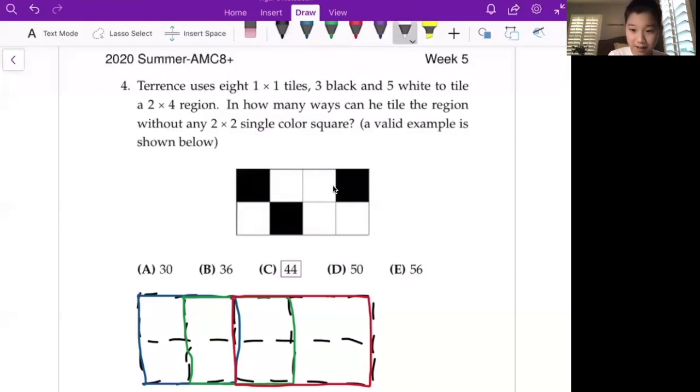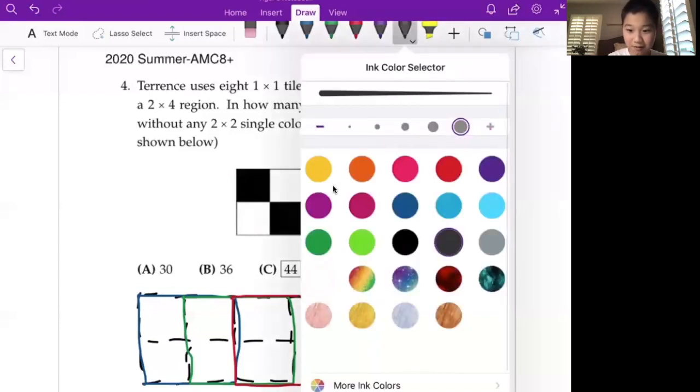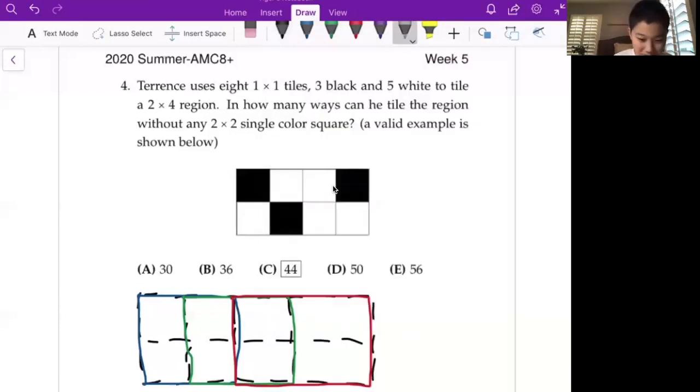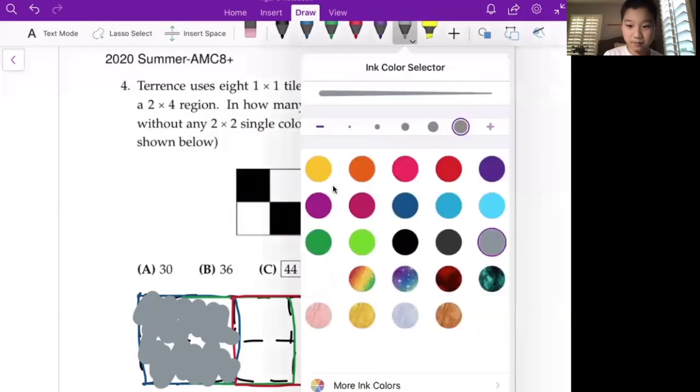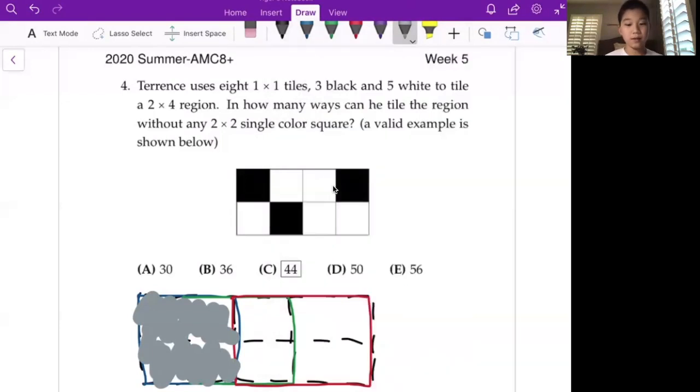So let's draw that. And I don't really have such a great white, so I'm going to use gray. That was a bit messy. So that's how we tile it. But now, how many ways are there to tile? Well, the thing is, you're just forced to tile the blue square with the white. So the other squares, you can do whatever.